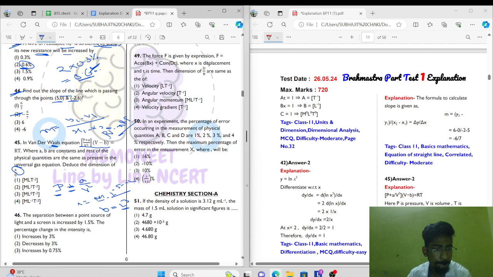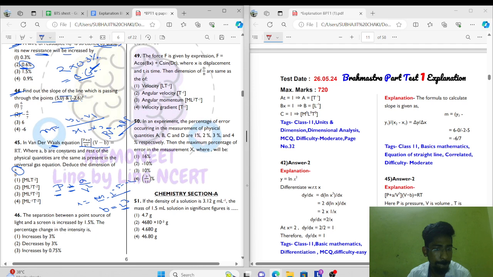ml5, sorry, it was ml5, not ml. It will become ml2 T minus 2, that means option number 2 is the correct one, A by B. A by B means ml5 T minus 2 divided by L cube. L minus 5 plus 5 minus 3 means L2, the dimension will become this one, 45, right?